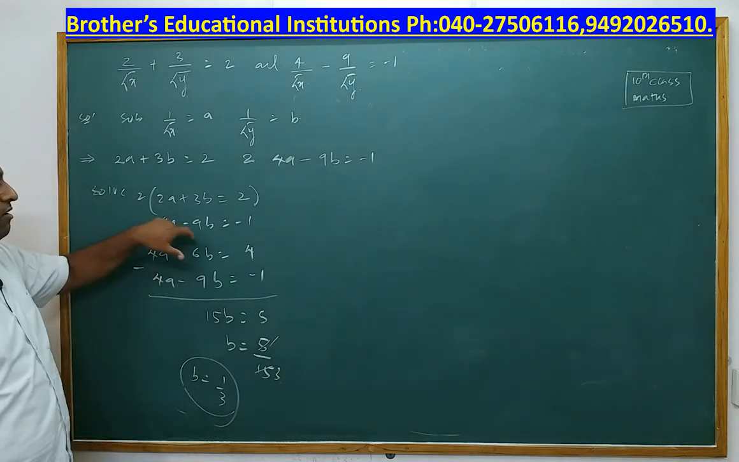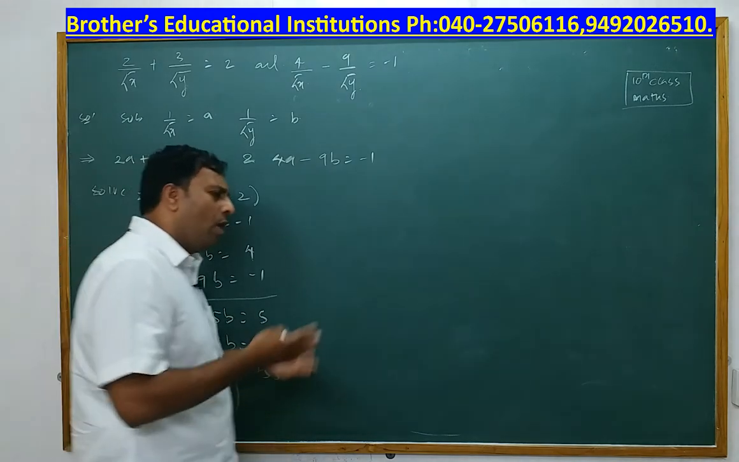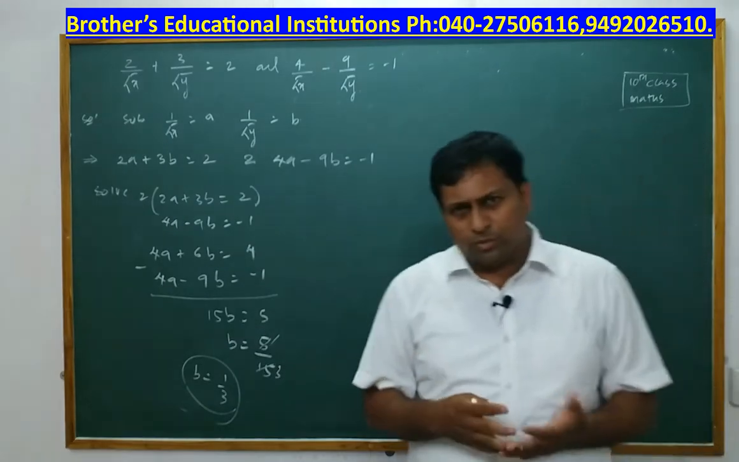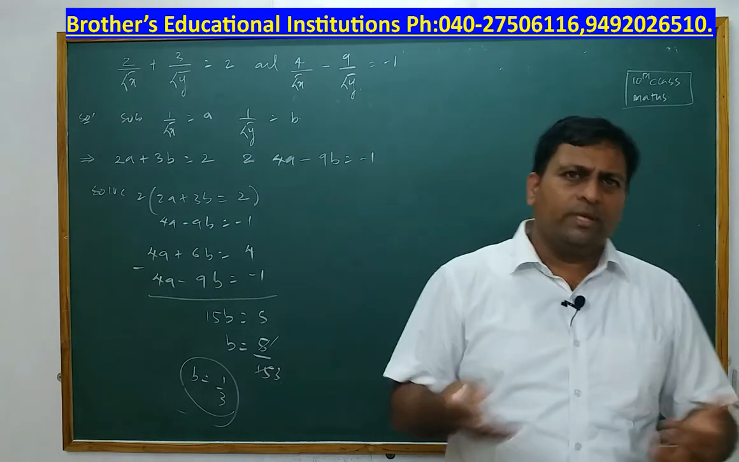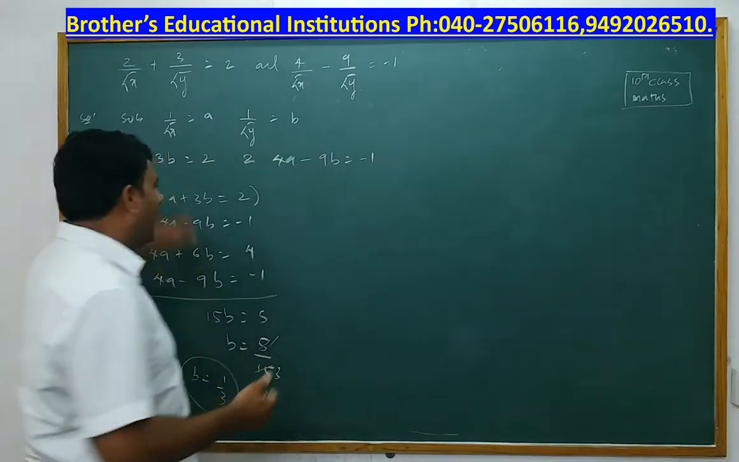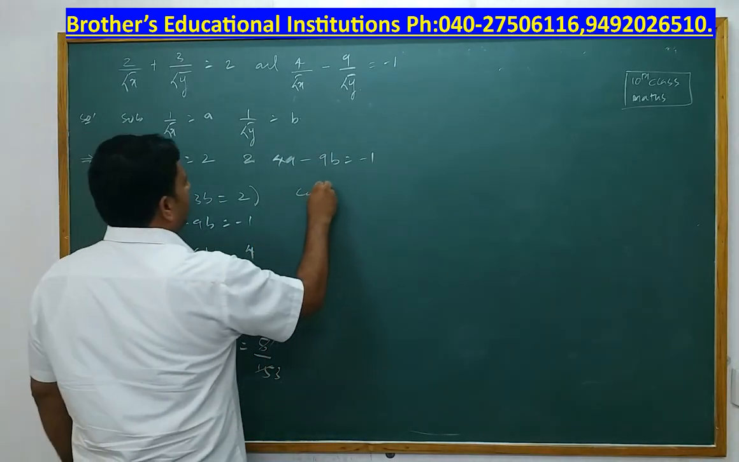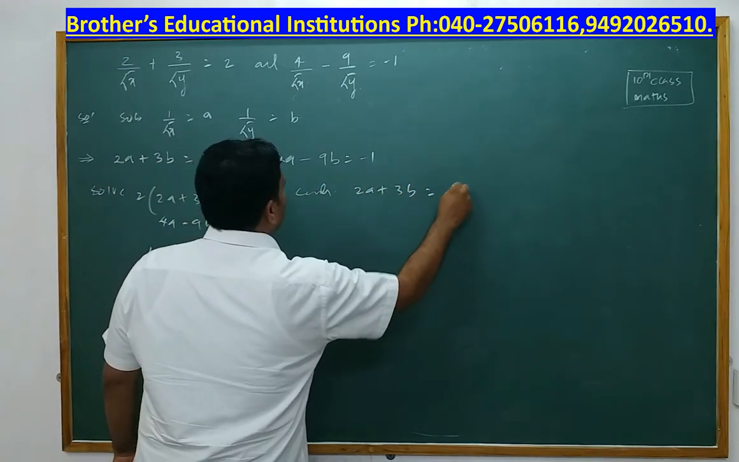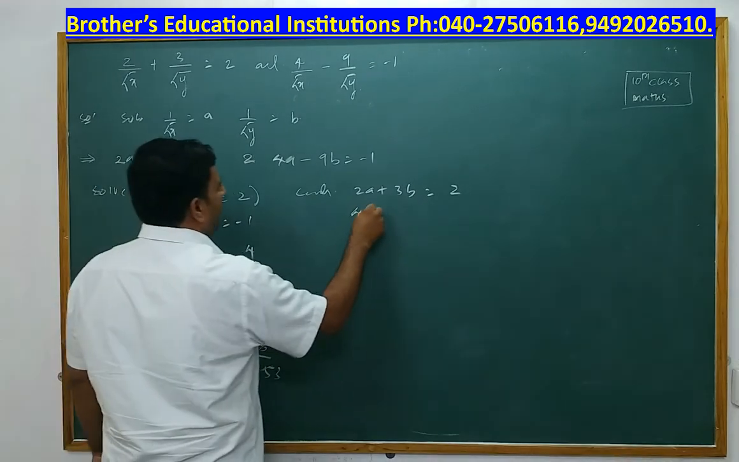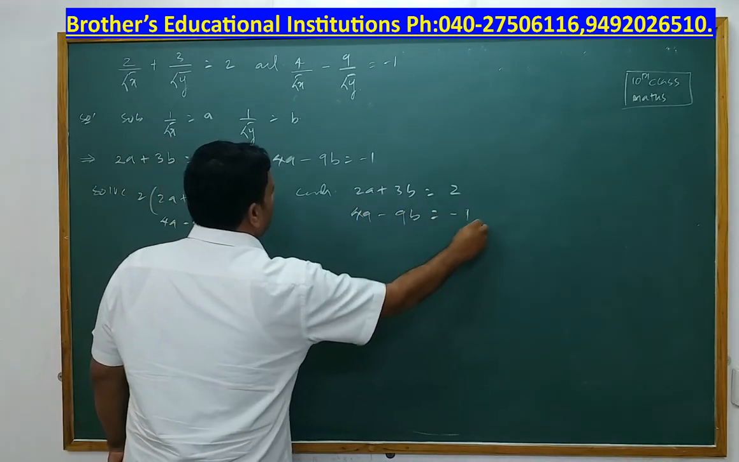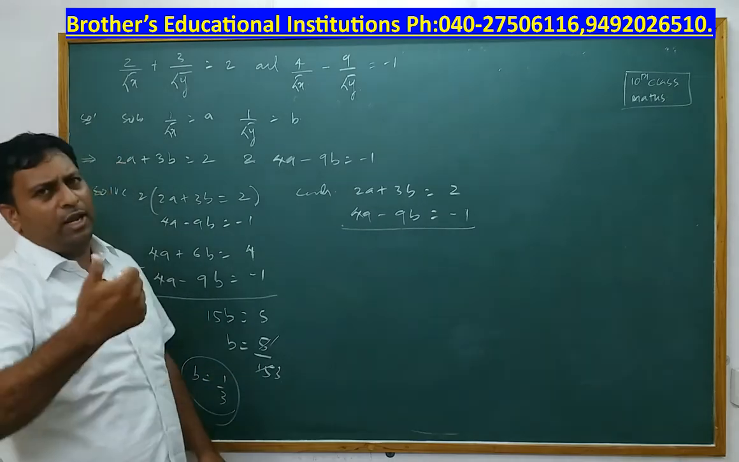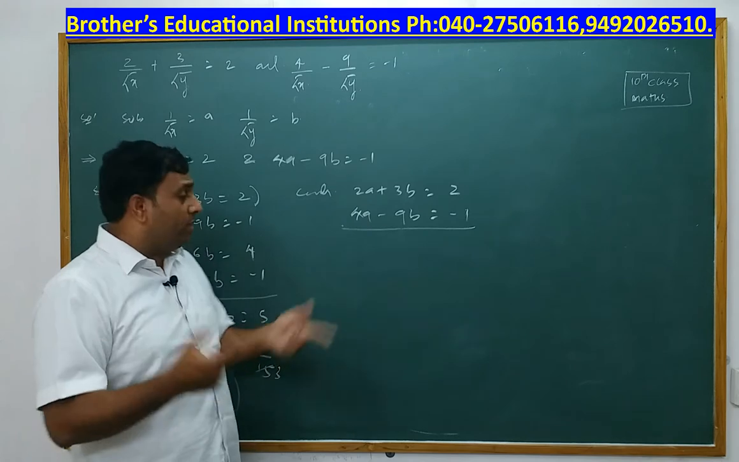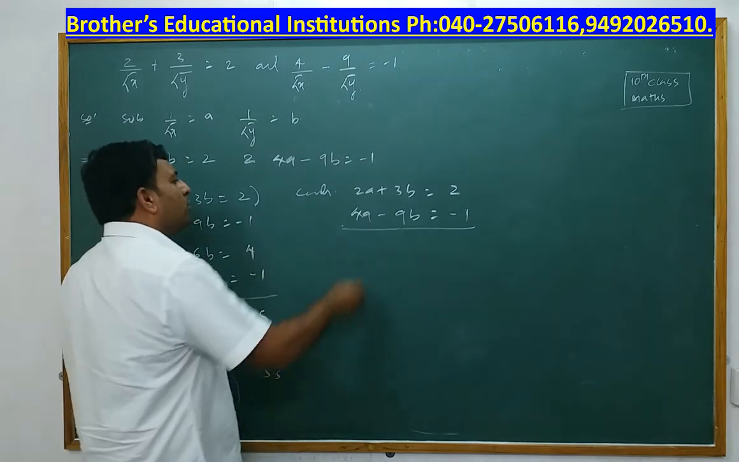Now you got an option. Either you substitute the value of b in this equation and get the value of a, or this time you balance for b. Now which one do you want me to do? You want me to substitute? I will do it. But this time for a change, I will try to balance b. What will I do once again? Consider 2a plus 3b is equal to 2 and 4a minus 9b is equal to minus 1. I am balancing here, but at home, you try to substitute b and get a and check whether you get the same answer or not. Right.